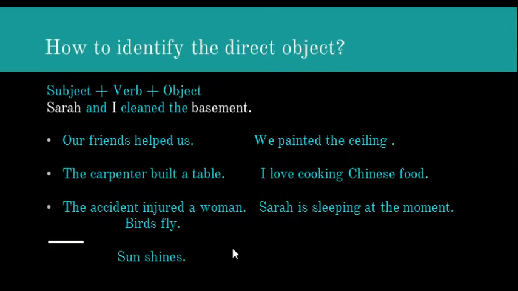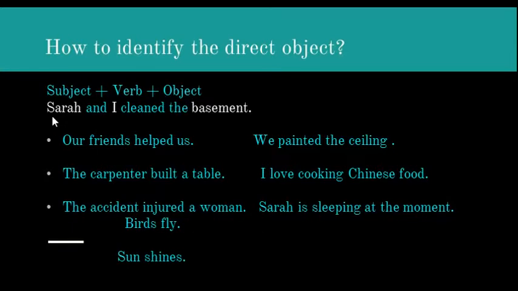Let's see some examples and identify the direct object together. To identify, we will follow two steps. First, find the action verb, then ask the question whom or what after the action verb. Usually, the structure of a sentence is subject plus verb plus object.